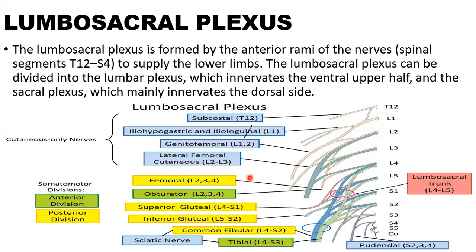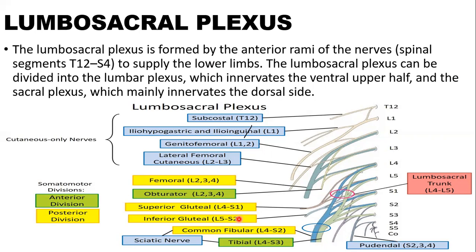Then from the sacral plexus, we'll talk about the superior gluteal nerve, the main nerve supply to the gluteus medius, gluteus minimus, and the tensor fasciae latae. That nerve originates from L4 to S1. Then I'll talk about the inferior gluteal nerve from L5 to S2. The inferior gluteal nerve supplies the largest muscle on the posterior aspect of the proximal lower limb, the gluteal region.